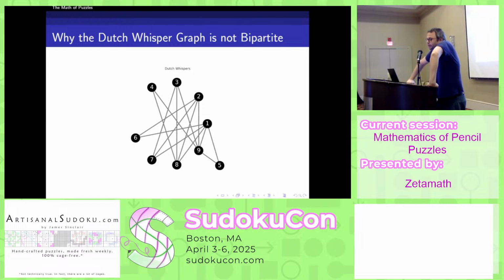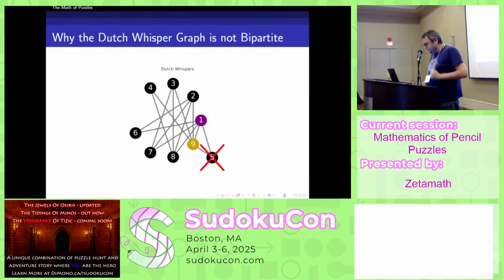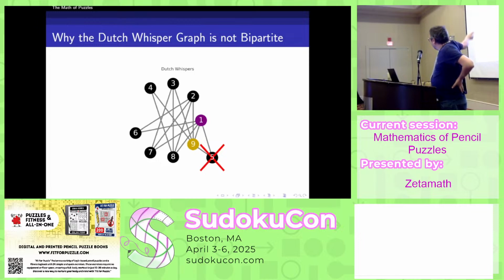Okay, what's going on with the Dutch whisper graph? Why is that not bipartite? The triangle's really the problem, the 5 is really the problem, but basically what do you do? The nice thing is it's really easy to decide if a graph is bipartite. You color a vertex, pick a color, it doesn't matter. I've apparently picked purple. Okay, well this 9 that touches that has to be the other color because it touches it. And then immediately we run into this problem that 5 now has to be neither of those colors. And so this graph is not bipartite.